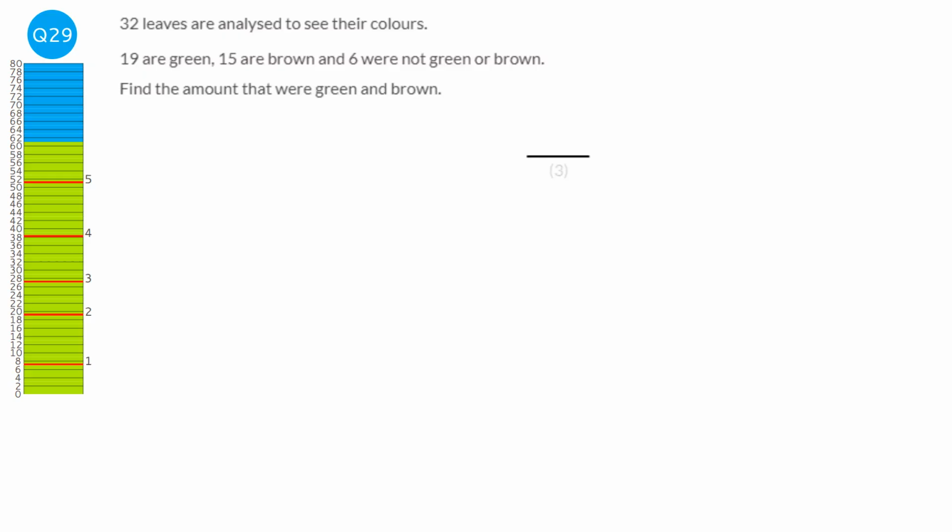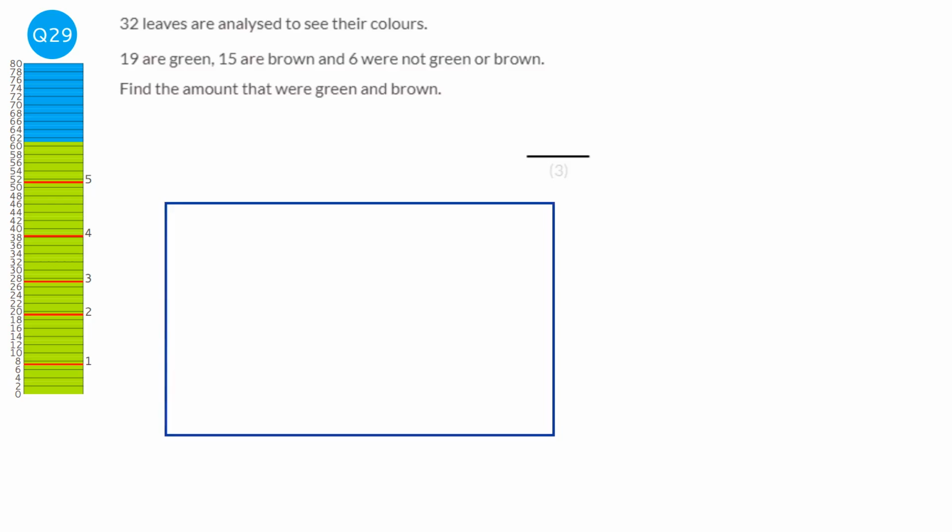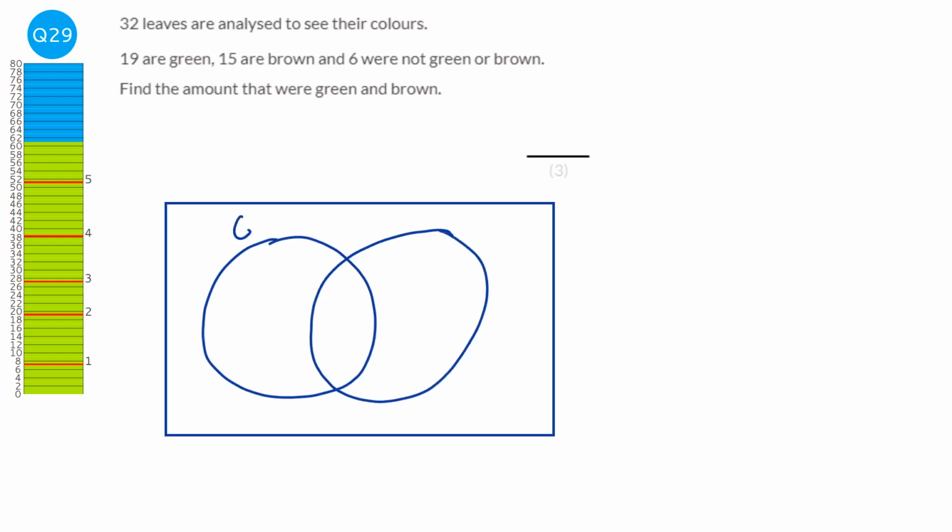We don't have to for this question, but it might be helpful to draw a Venn diagram for this. And we've got green and brown leaves. So we'll have green on the left and brown on the right. So green and brown.